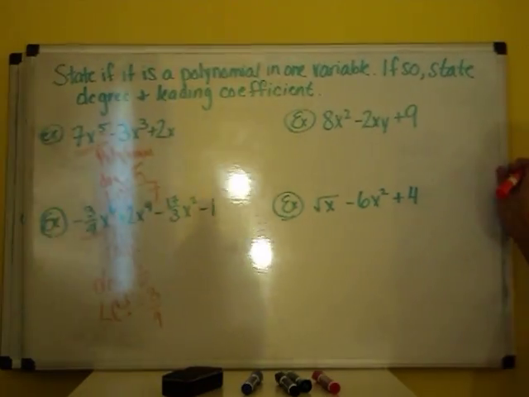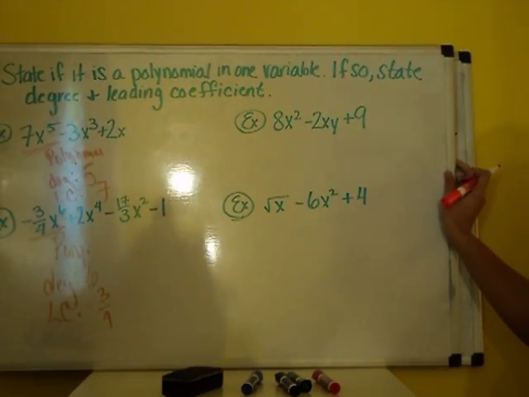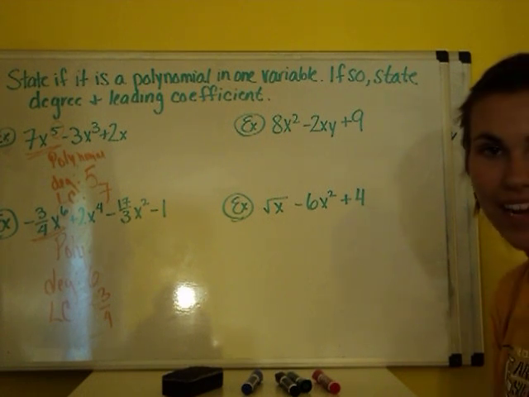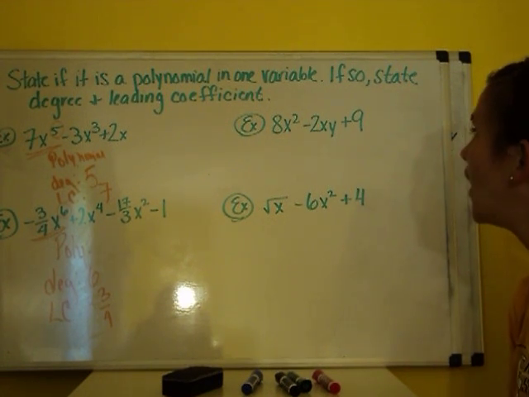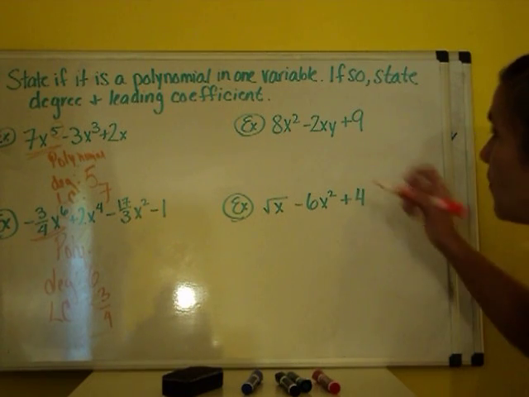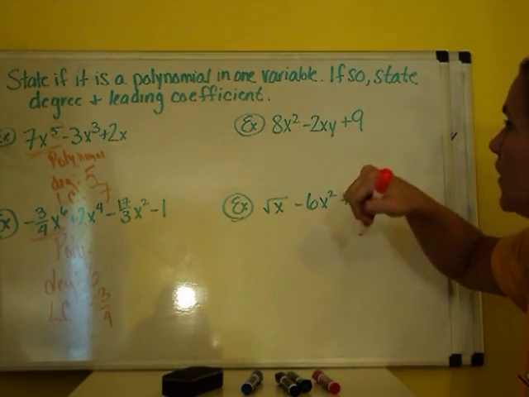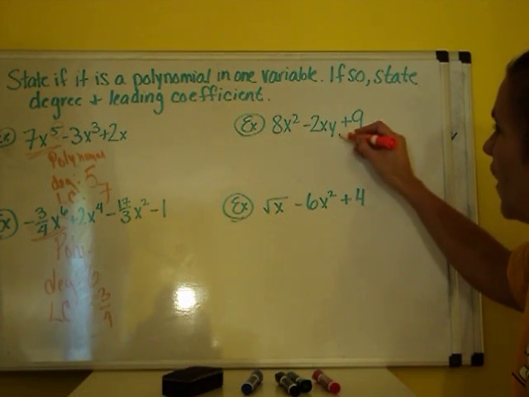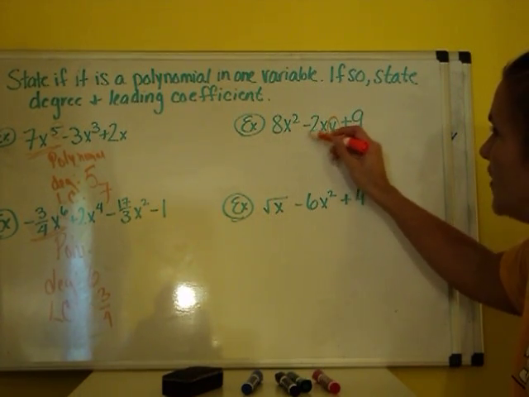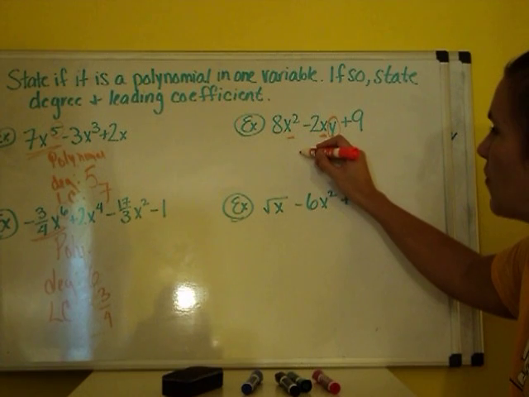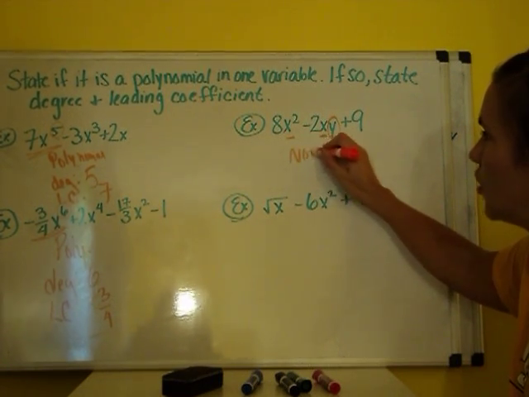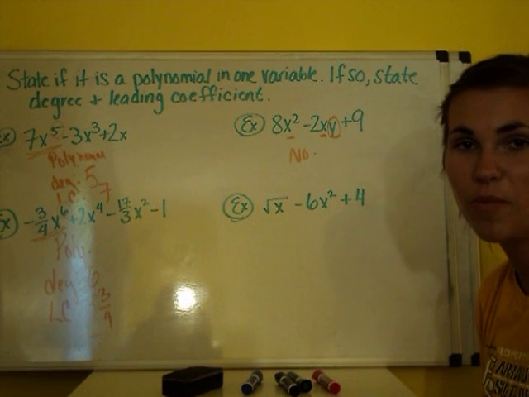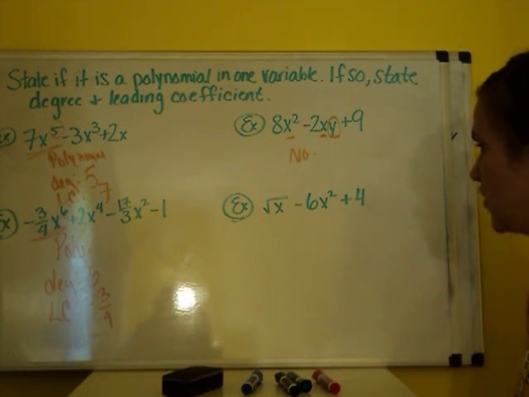Over here, we have 8x squared minus 2xy plus 9. Is this a polynomial? No, this is not a polynomial in one variable. That's what we're dealing with in this chapter, polynomials in one variable. Here we have this y, and we also have these x's. So this is not a polynomial. So since it's not a polynomial, we don't have to decide degree or leading coefficient.